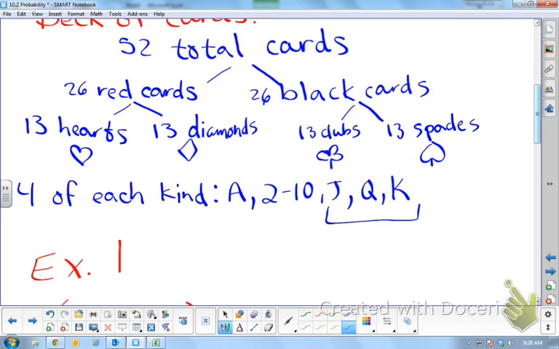So, I need you guys to quiet down again. What do we consider Jack, Queen, and King? They also have a special name for that group of cards. They're Royalty or face cards.